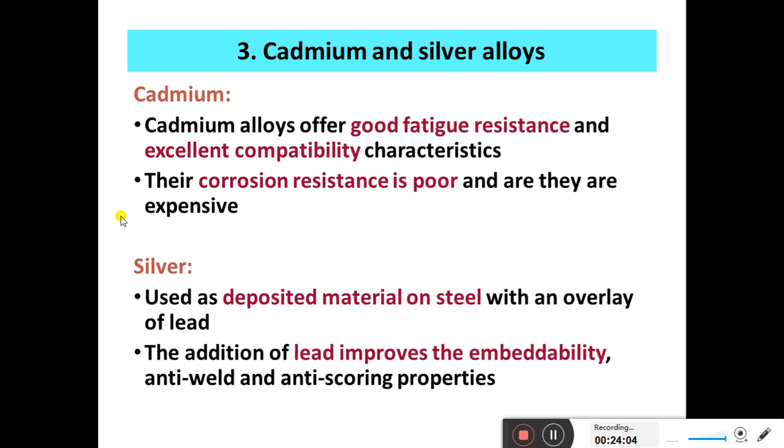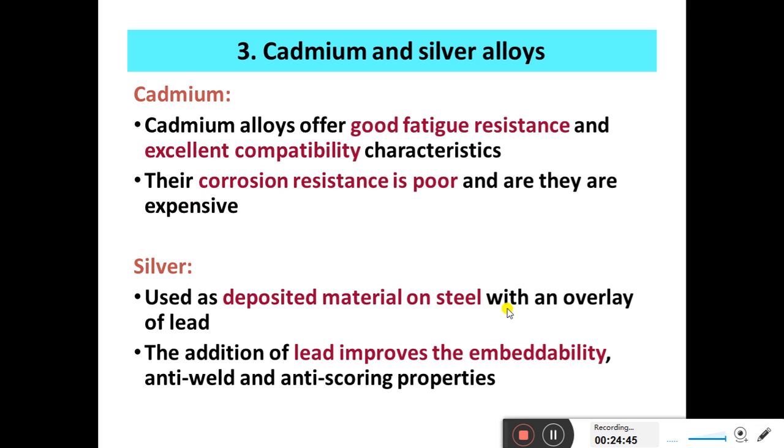And another metal is silver. So silver, we already know that these silvers are not directly used as primary bearing materials. They are not used directly as primary metals. They are used in deposits. Deposits means coating. One primary material is coated by these silver alloys. Okay. It's just like a bimetal. It is used as a deposit material on the steel, meaning on the steel we are going to coat this silver.